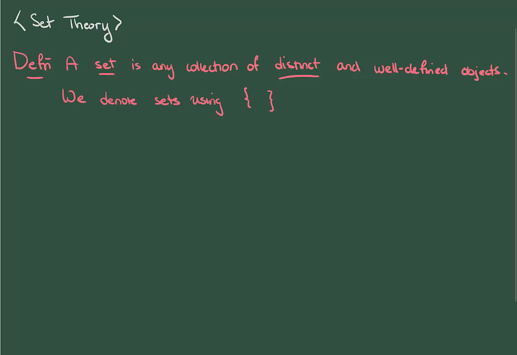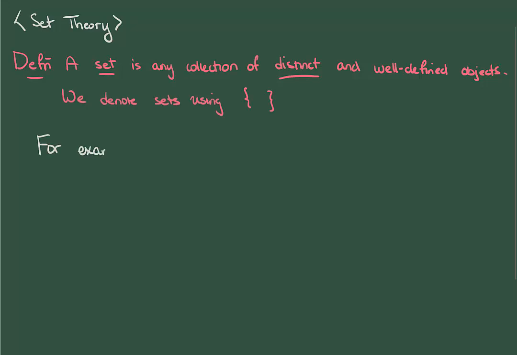Today we're going to talk about sets. We're not going to dive into this too deeply, but we'll need to study sets to study probability later on. All a set is, is a collection of distinct, well-defined objects. Distinct here means that sets cannot have more than one of the same element, while well-defined means that objects in the set must be concrete things.